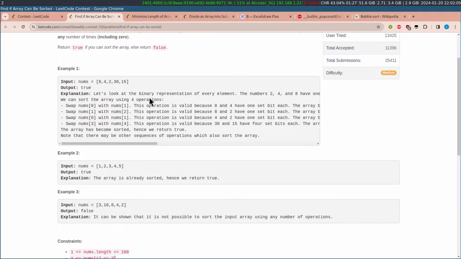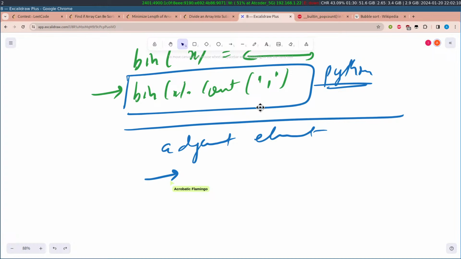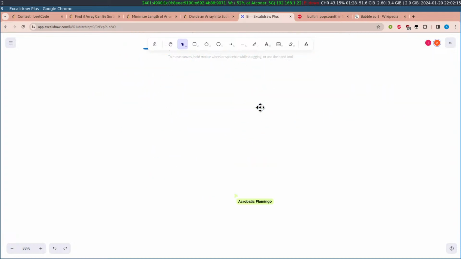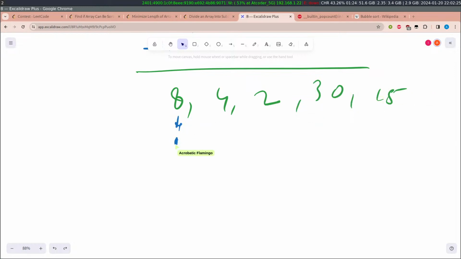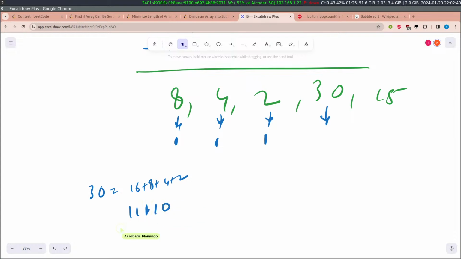And now, if we look at the sample, we can look at how the algorithm performs on the sample. The first sample is 8, 4, 2, 30, and 15. The number of set bits in 8 is 1, in 4 is 1, in 2 is 1. 30 in binary looks like this, so the number of set bits would be 4, and the number of set bits in 15 would be 4 as well. 15 looks like this.